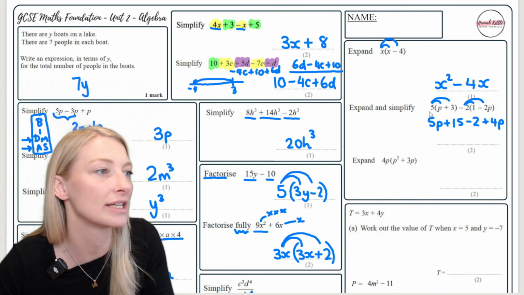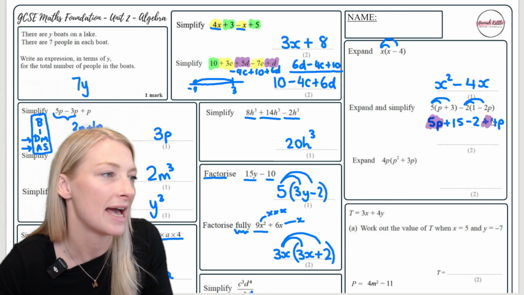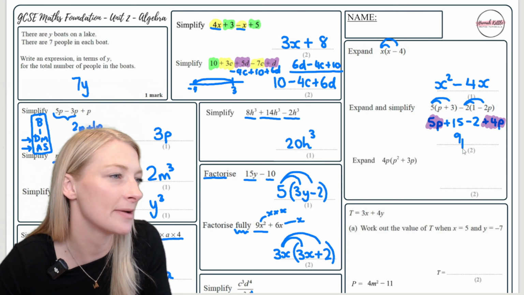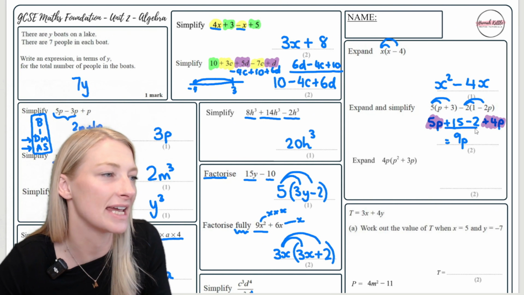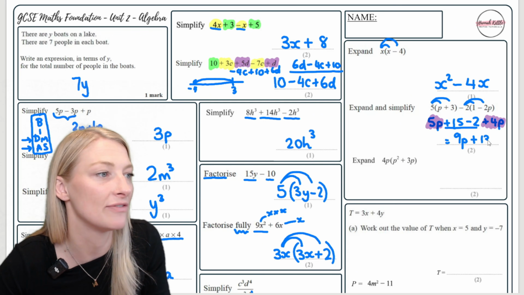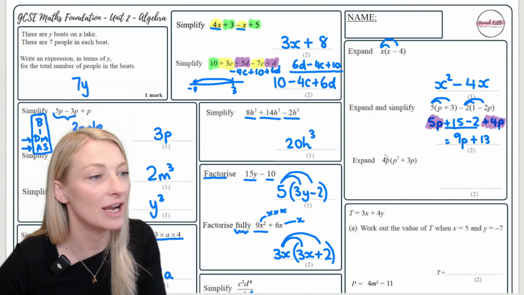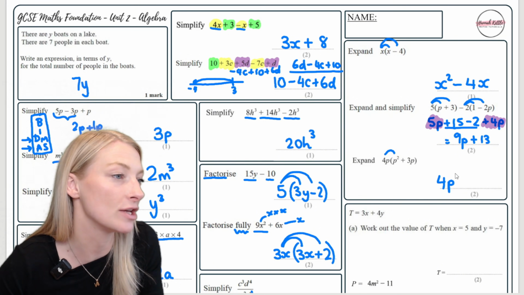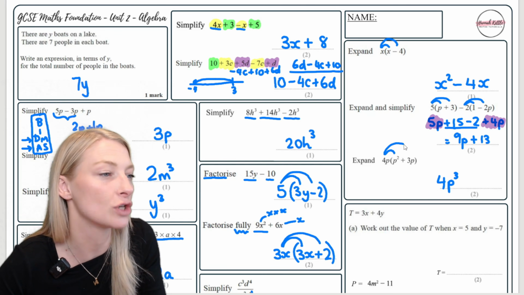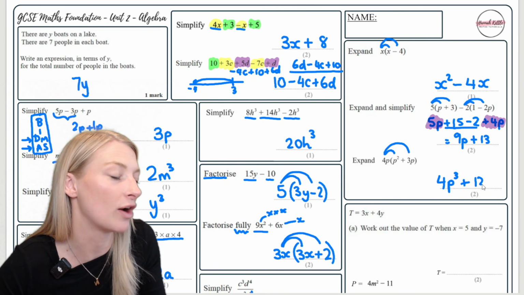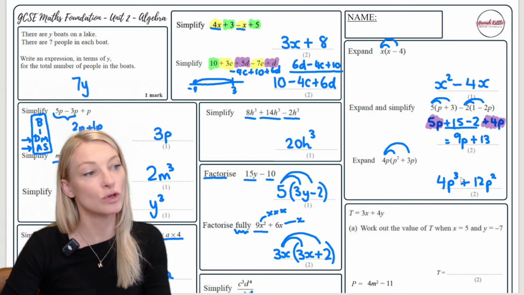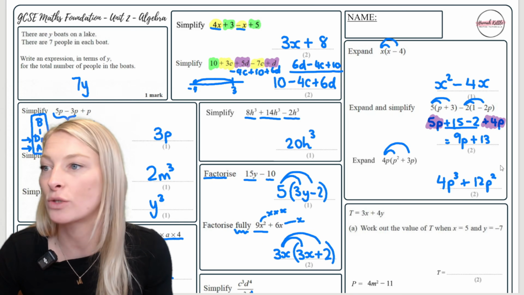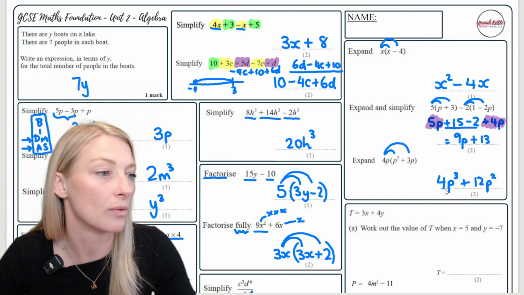Okay, let's collect our like terms. I've got 5p add 4p, which is going to be 9p altogether. And then I've got 15 take away 2, which is positive 13. Great, last but not least, 4p times p squared is 4p cubed, and then 4p times 3p is 12p squared. There we go. Not like terms, can't put them together because p cubed is different to p squared. So there we go, that's that one.